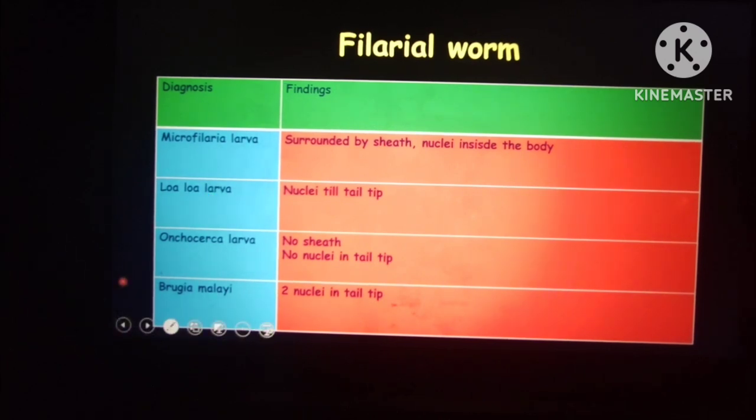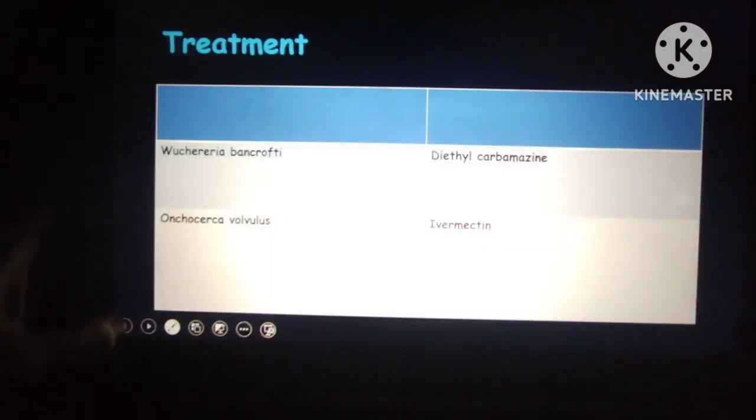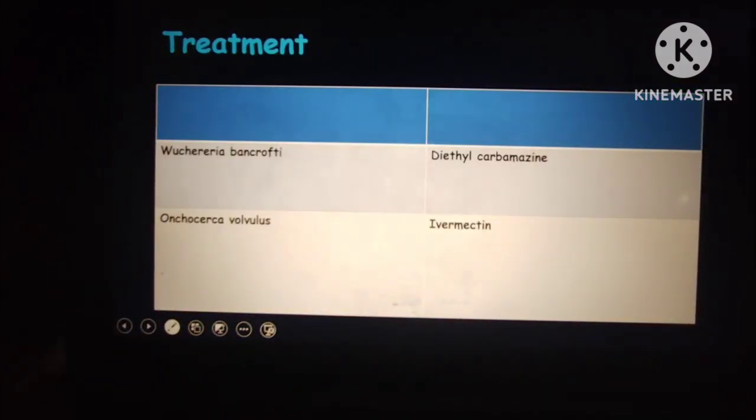I didn't describe the morphology of the eggs, etc., because I have posted a separate video on how to identify the eggs. I'll be giving it in the description box, and if you want, you can go through that. So for treatment, as you know, Wuchereria bancrofti is treated with DEC, and Onchocerca with ivermectin. Just for recall, Strongyloides also I will give ivermectin.